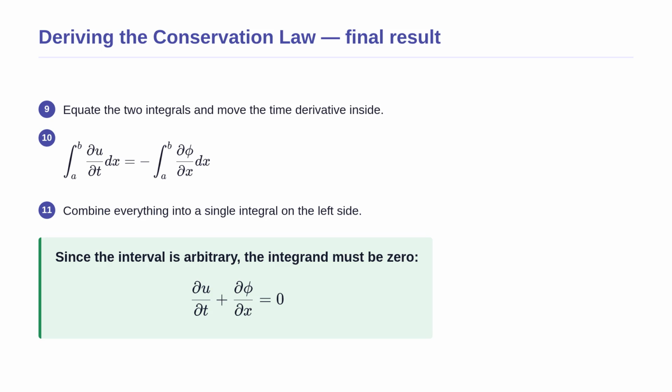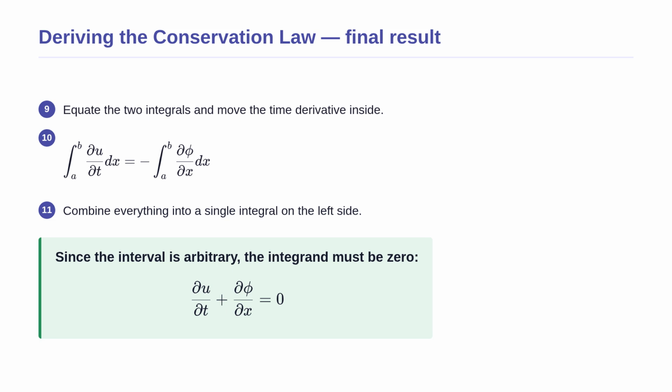For the final result of our proof, we now equate our two integrals. Assuming our physical functions are smooth and well-behaved, we can safely move the time derivative inside the integral sign. Next, we move all terms to the left side of the equation to combine them into one single integral expression. This combined integral now equals 0.